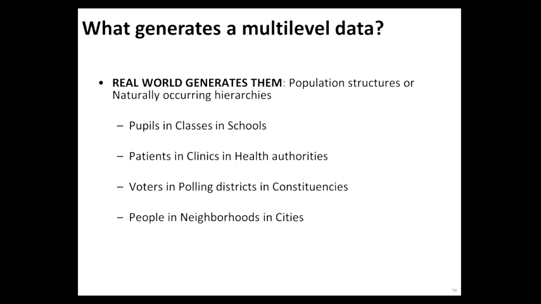One answer could be that the real world generates them. The world out there does not look like a simple random sample. There is a structure to it. Populations are structured. In some instances, those structures are what one might call a naturally occurring hierarchy. They occur in the population. That's how life is structured in the population.